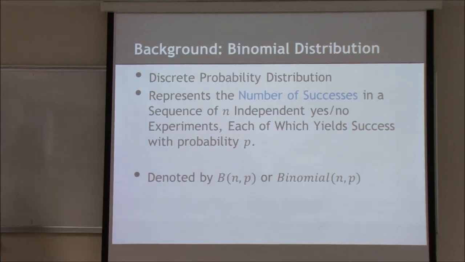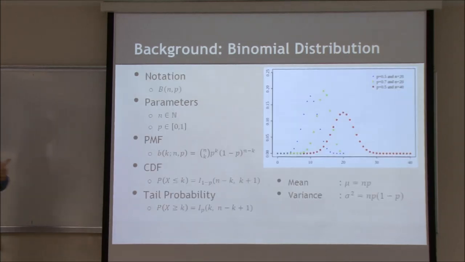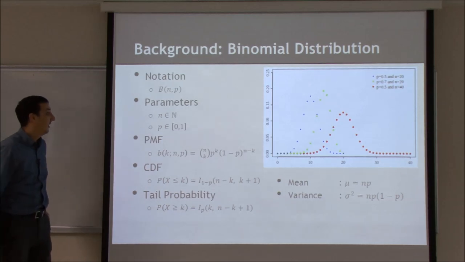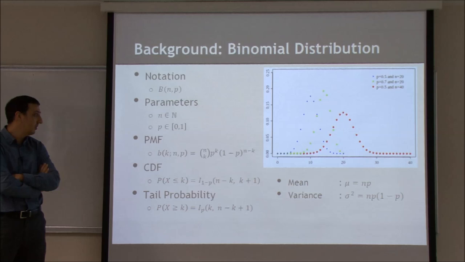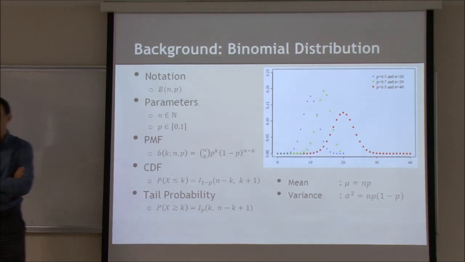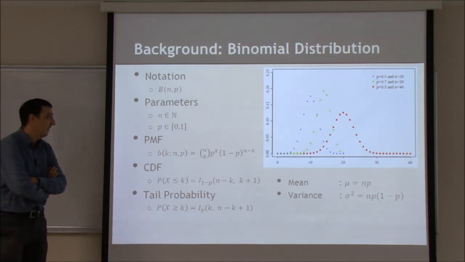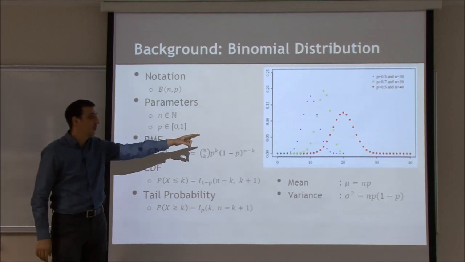These are the notations for binomial distribution, B(n,p), and parameters. Let's talk about the parameters of binomial distribution. n is chosen from the natural numbers. Probability can be between 0 and 1. All of them can be. And these are some examples of binomial distributions.